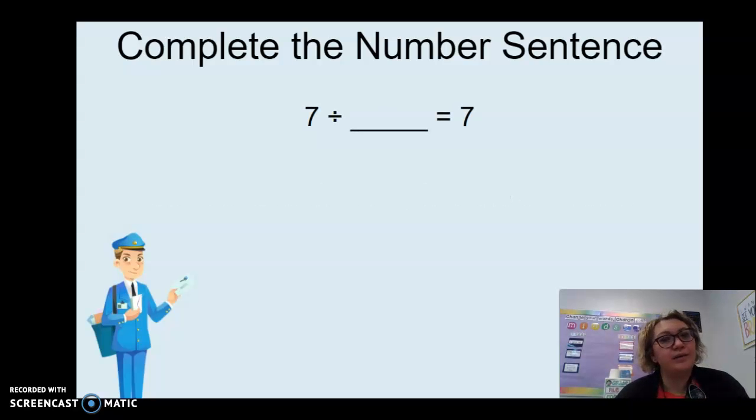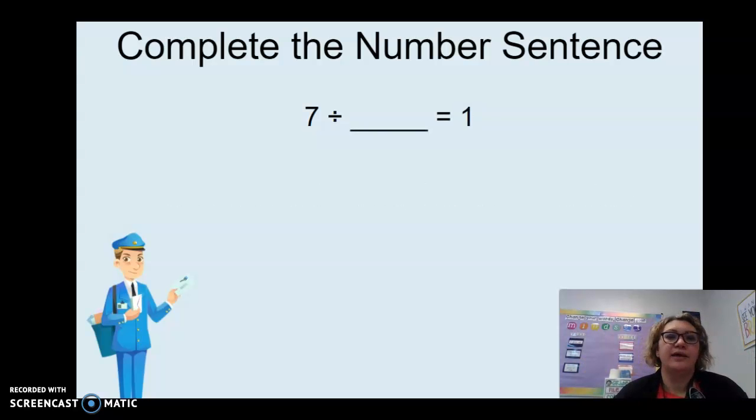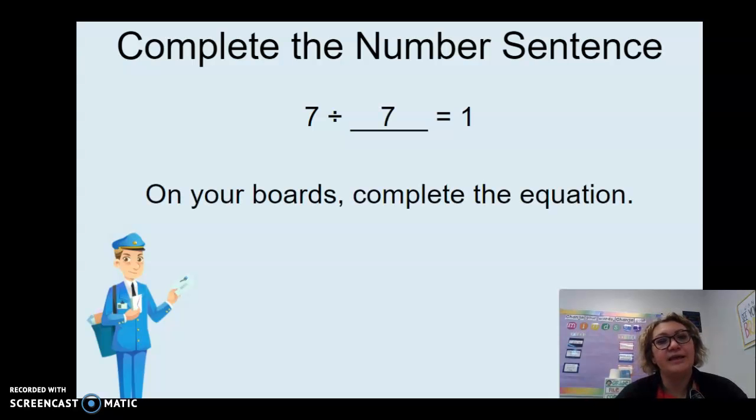7 divided by what number equals 7? 1. Because 7 times 1 equals 7. Okay. 9 divided by what? Just like the last one. 9 divided by what equals 9? 9 times what equals 9? 1. Okay, one more. 7 divided by what number equals 1? So 7 times 1 equals 7, so our missing number would be 7.